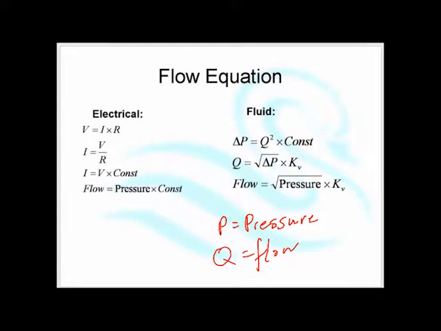So, as you can see, there's an electrical flow equation, and the electrical flow equation states that flow equals pressure times constant. There's a fluid flow equation. The fluid flow equation states that flow equals the square root of pressure times a constant. So the difference between the electrical flow equation and the fluid flow equation is that the fluid flow equation takes the square root of the pressure.